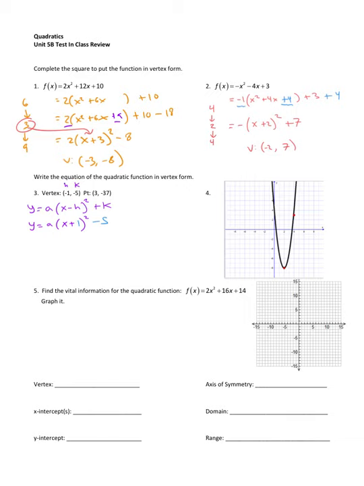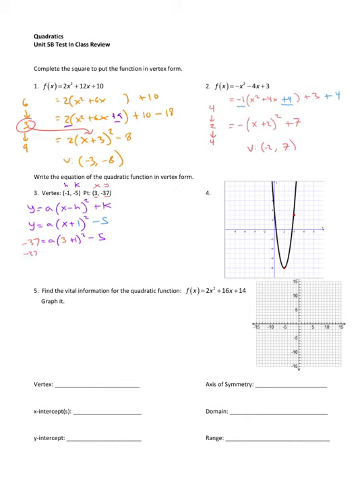Now that I've got the vertex in there, we can see I still just need to find a, and that's where the other point comes in, and I'll plug that in for x and y to help me solve for a. So y is -37 equals a times x plus 1 squared minus 5, except the x, I should plug in that x coordinate from the point, which is 3. Right, there's the x and the y, plug those in for x and y. And now I just go through and solve for a.